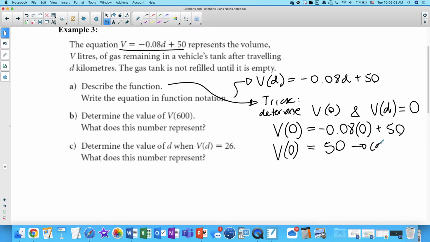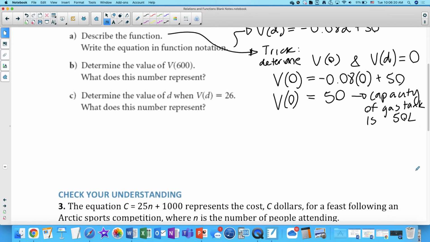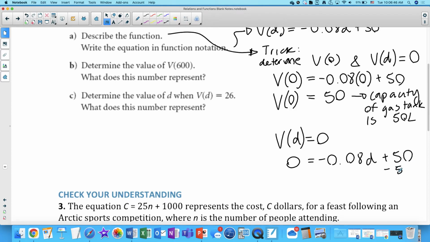If you want to figure out V of D equals 0, then you're going to plug a 0 in on the left side. 0 equals negative 0.08 D plus 50. So when the volume is 0, how far have you gone? To solve this, we can subtract 50 from both sides. So 50 minus 50 is 0, and we have negative 50 equals negative 0.08 D. Divide by negative 0.08.